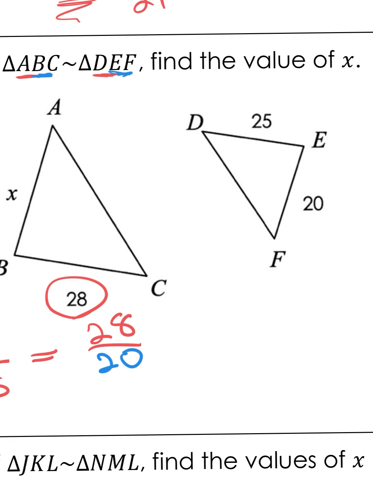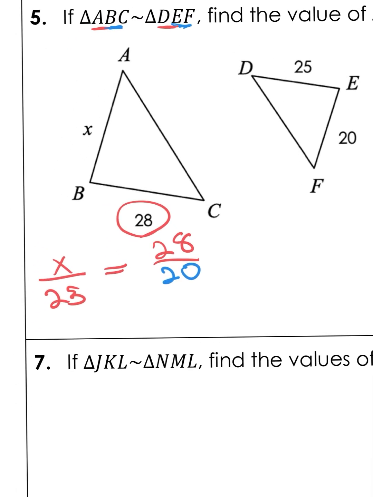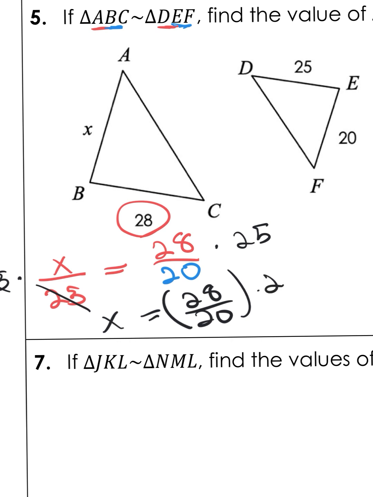So now I'm just going to solve for x. To solve for x, it's really simple. We're not going to cross multiply. A lot of people think we should, but I don't think it's simple. I think the simplest thing you can do is just multiply both sides by 25. So these 25s will cancel, and x equals 28 divided by 20 times 25. So in your calculator, 28 divided by 20 times 25 comes out to 35. So x is 35.